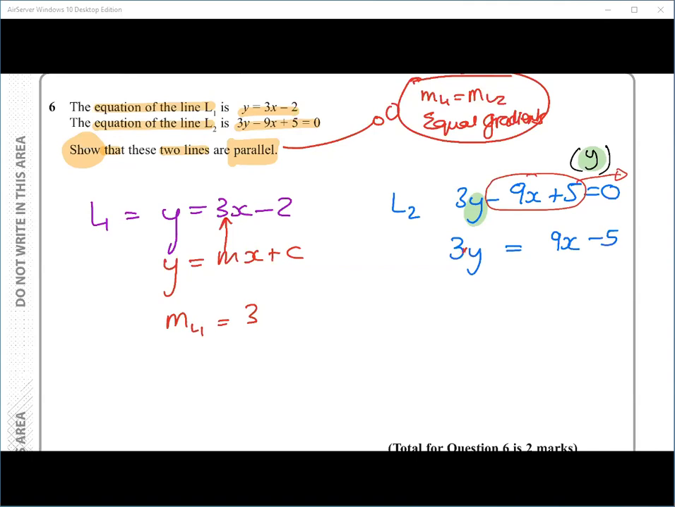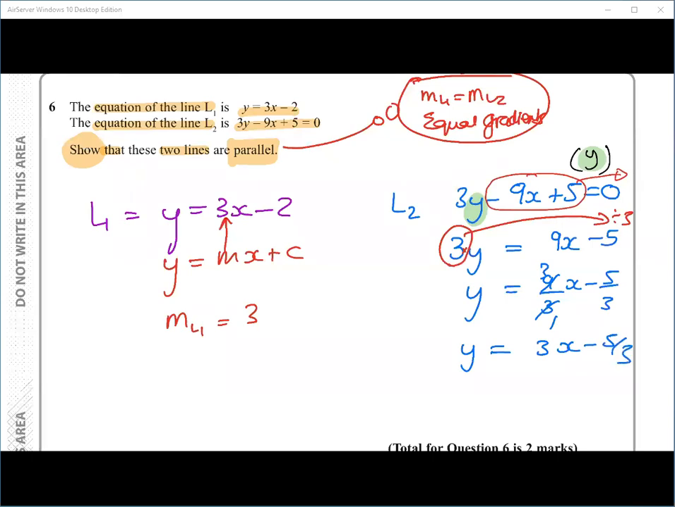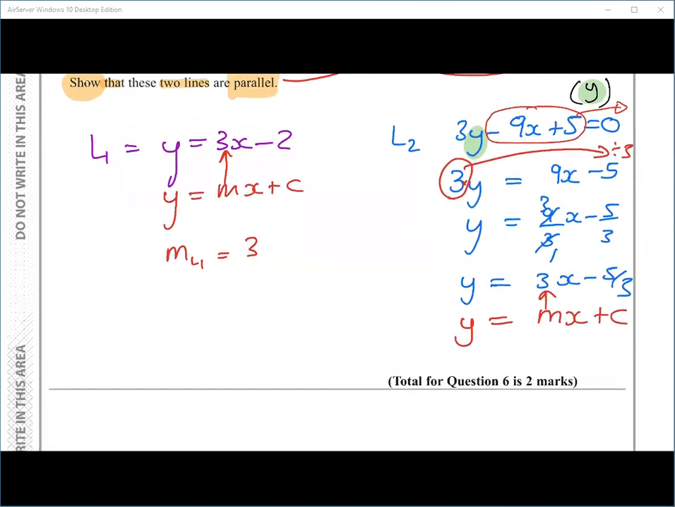Divide by 3. So the opposite of times by 3 is divide by 3. Okay, so now we're going to have y equals 9x over 3 minus 5 over 3. So simplifying that, y equals 3x minus 5 over 3. Then we grab our template and we match it underneath and it links up nicely, mashallah. So what's the gradient of line 2? 3. So the gradient of line 2 is also equal to 3.